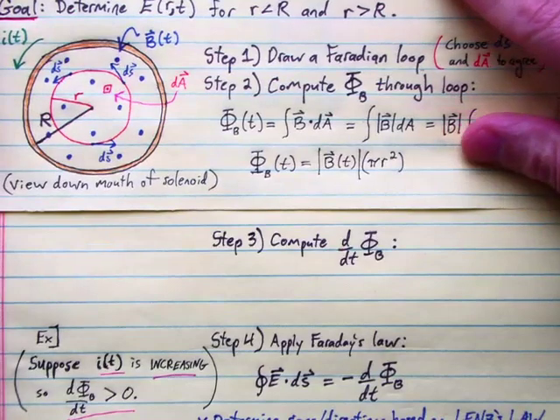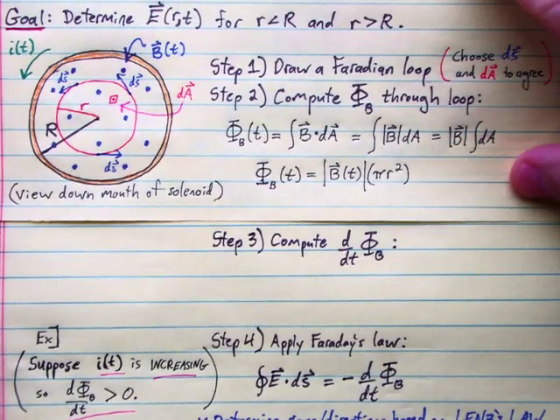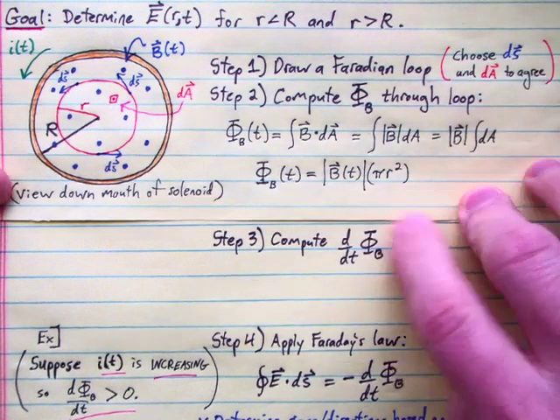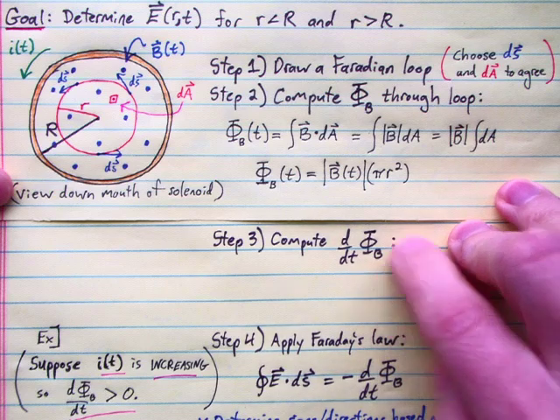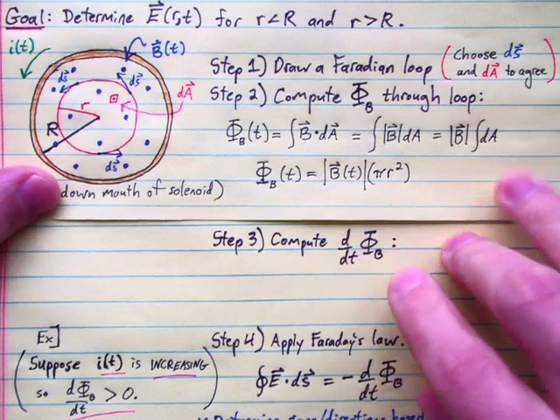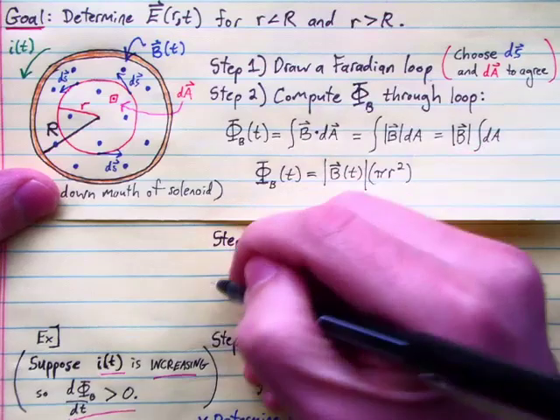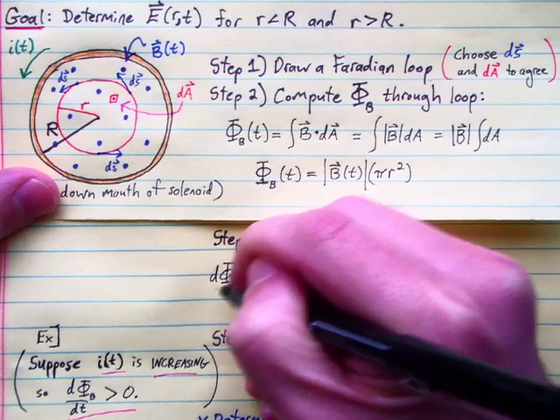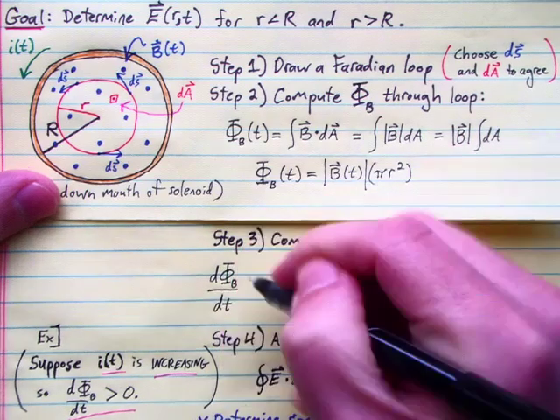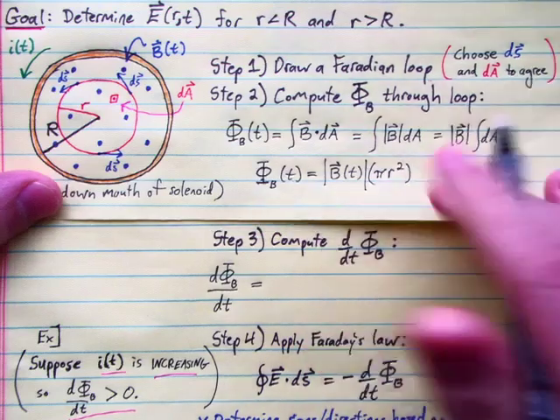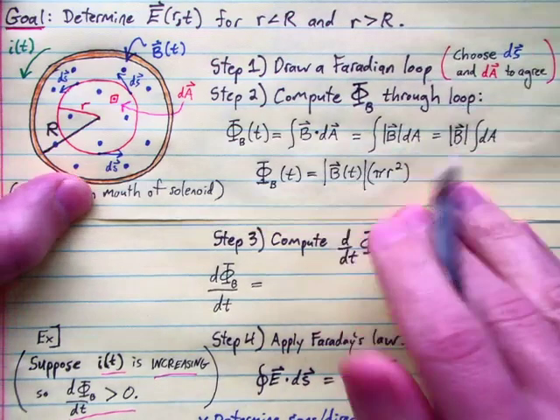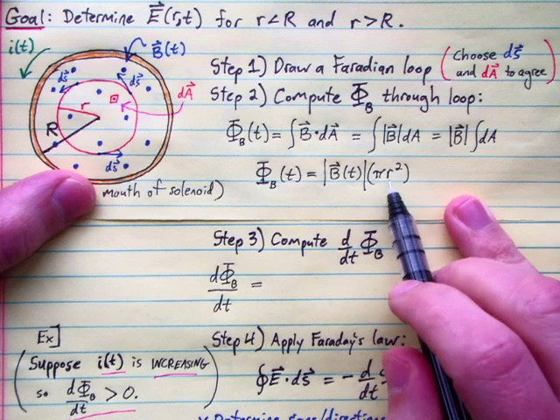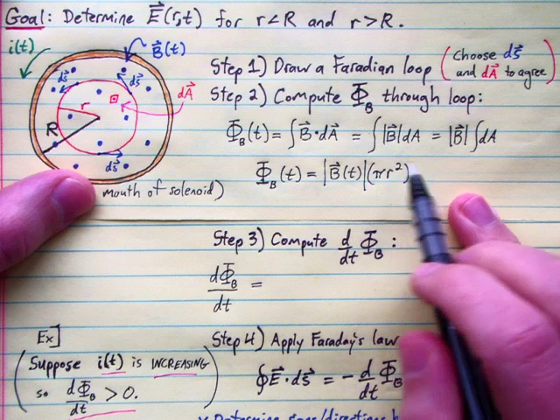Okay, step 3. Step 3 here, I want to compute the time rate of change of that magnetic flux, d phi dt. So d phi dt will be equal to the time derivative of this expression here. And if our loop stays the same size, if we're not varying the size of our Faradian loop, then pi little r squared stays constant.